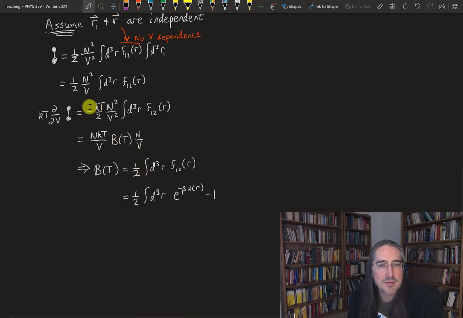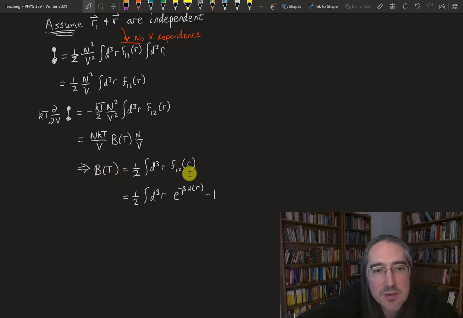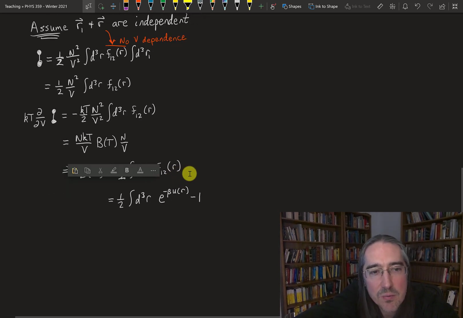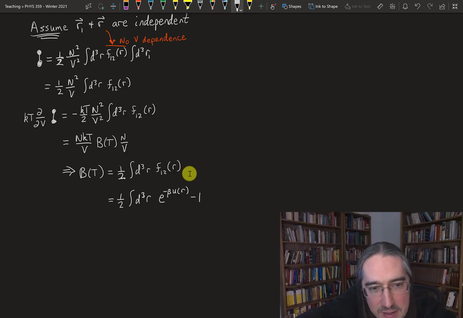So we've got NkT over V, the N over V is squared, so we've got an extra N over V. That means we've got our virial coefficient isolated. It's this 1/2. Oh, I dropped a minus sign. Gotta be careful of those minus signs. Oh, and OneNote does not like me putting my hand on the screen to steady myself.